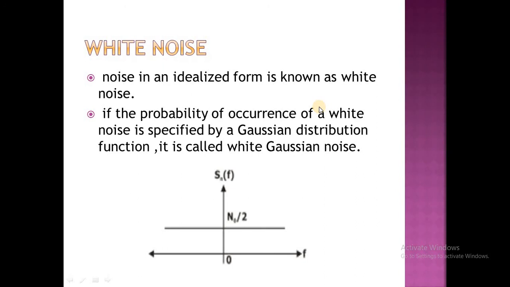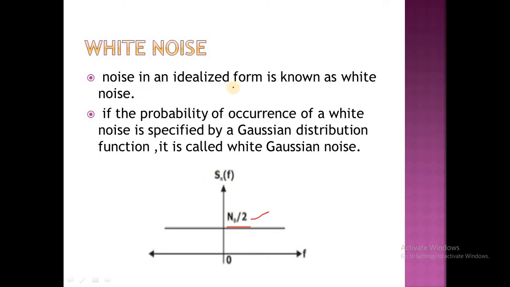Clear guys? And the next one is white noise. We have different types of noises. Among them, white noise is also very important. The power spectral density of a white noise or white Gaussian noise is as follows. The power spectral density is N0 by 2. It is very important. Power spectral density of white noise is N0 by 2.